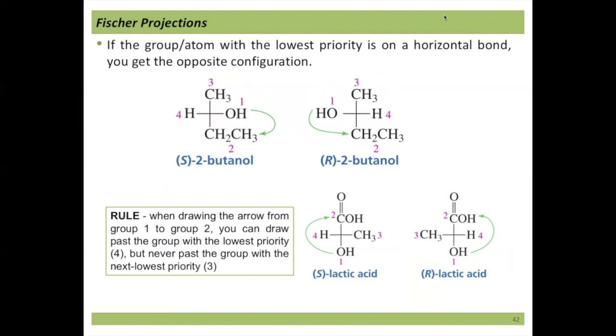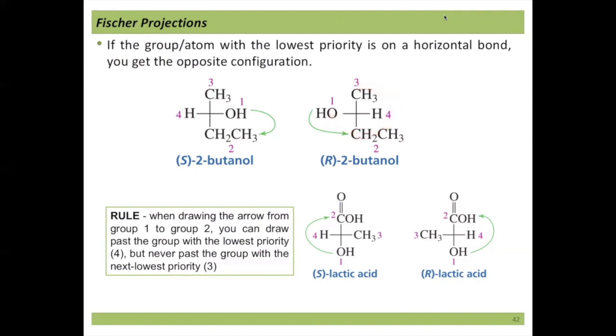Now, typically when you have a Fischer projection, they put the lowest priority on the horizontal, just the way that it works out. And so what we do is we count from 1, 2 to 3, but remember the lowest priority is pointed out at you. So this looks like it's R, but since the lowest priority is horizontal, pointed out at you, it really is S. And then this one's 1, 2, 3. I count from 1, 2 to 3, I ignore the 4 other than it's pointed out at me. So this kind of looks like it's S, but it's actually the R configuration.